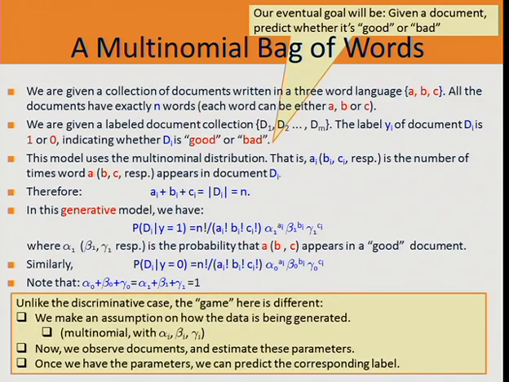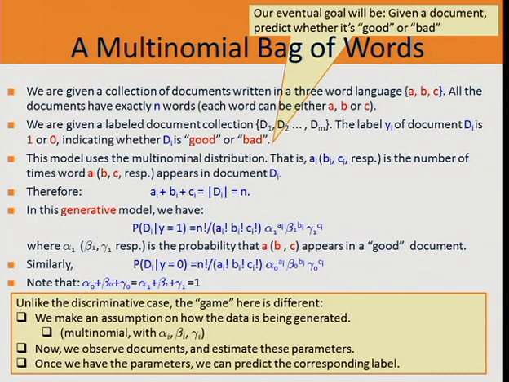So the game here is the following. We made an assumption on how the data was generated, right? So multinomial with these alpha, beta, and gamma, three parameters for each case, the good case and the bad case. Now I'm going to observe documents. From these documents, I'm going to estimate these six parameters.